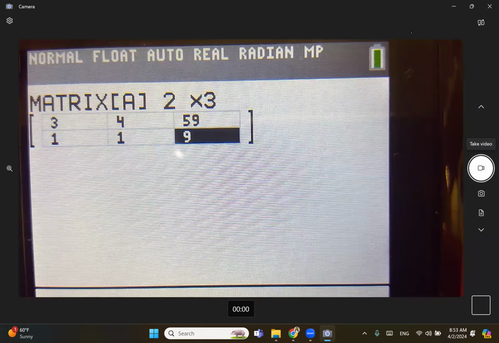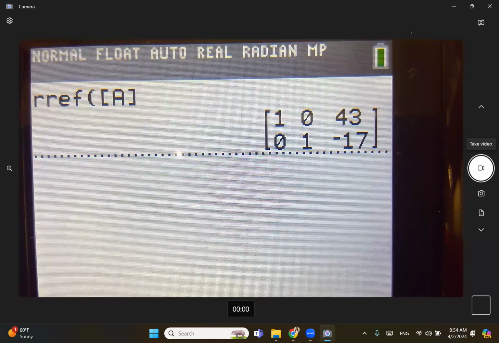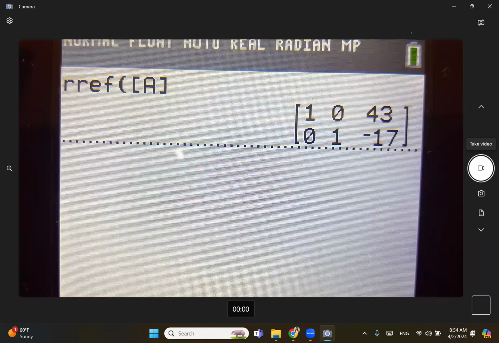Now, fun fact, if you haven't watched the other video that I posted over the weekend, if you're doing matrix multiple times, or if you're doing it one right after the other, you can just highlight the rref with the A, push enter, enter. That'll go faster. All right, so we got 13 and 5.